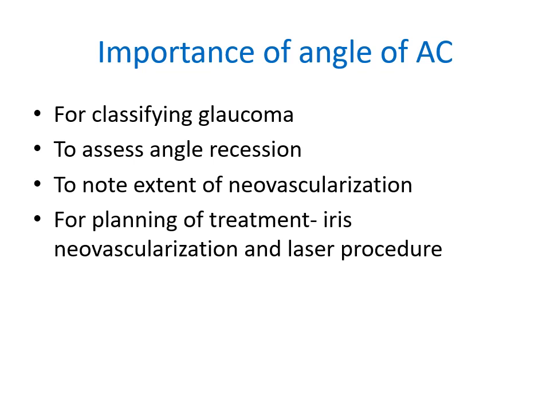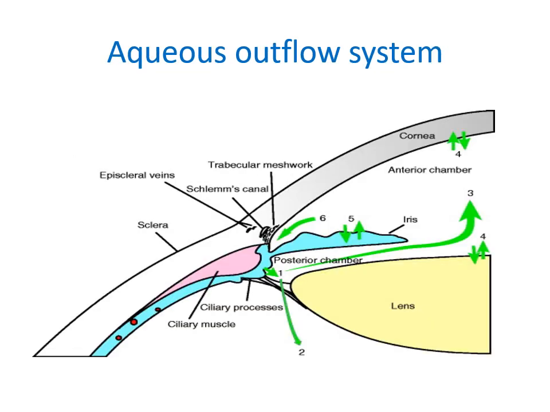Why do we need to see the anterior chamber angle? It is because we need to see whether it is open angle glaucoma or closed angle glaucoma, that is, for classifying the glaucoma and to assess angle recession. Also to note the extent of neovascularization. In neovascular glaucoma, we need to see up to which level the neovascularization has proceeded. And also for planning the treatment in case of iris neovascularization and other laser procedures. So we need to have an idea about the angle of the patient.